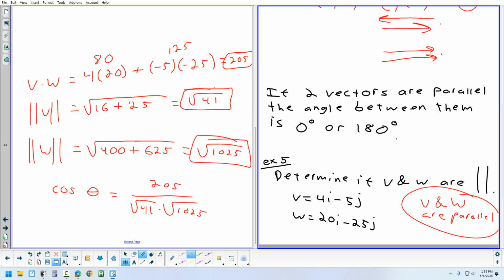Okay, V and W are parallel. So again, with parallel, there's no shortcut. You got to go through the whole thing.